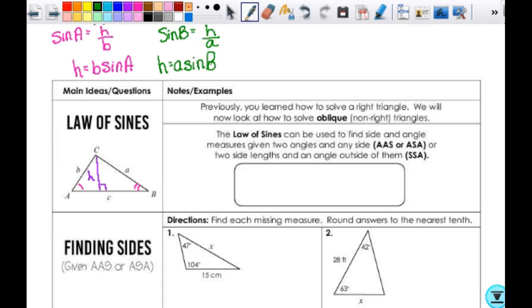So now I'm going to do a little substitution here. I am not setting them equal to each other, because that would mean I'd have these two equations literally set equal to each other. It makes no sense. I am substituting, and since H equals a times the sine of B, I'm going to substitute this part in right here where H is. So that's going to give me a times the sine of B equals b times the sine of A.